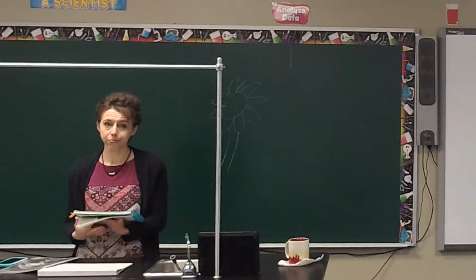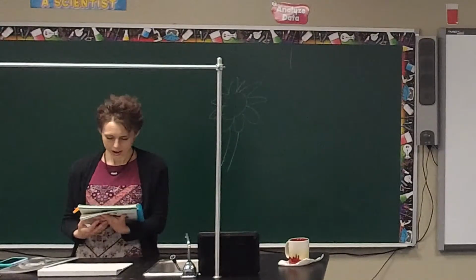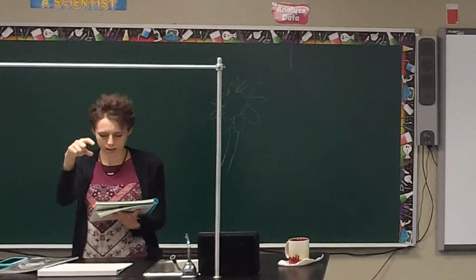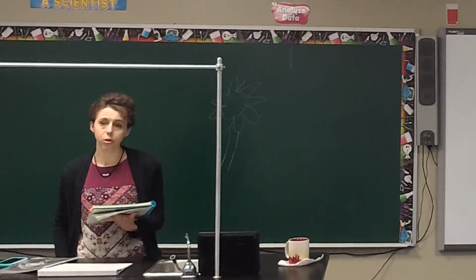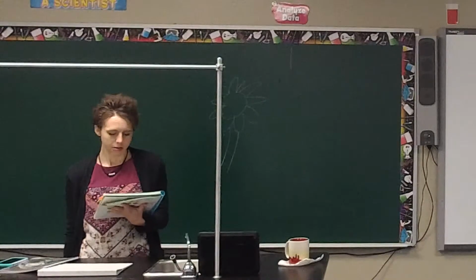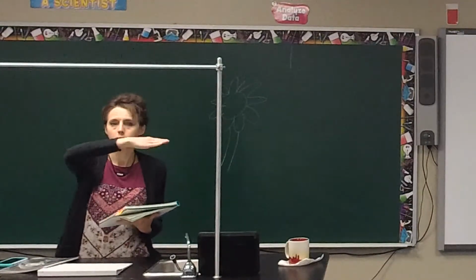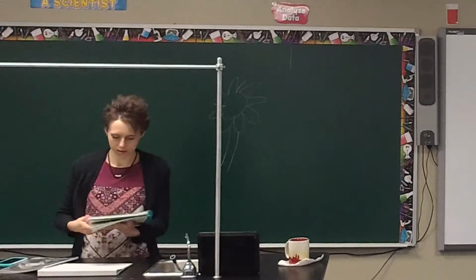Alright, what is a corm? An underground stem that grows vertically. Remember, it's a thick, kind of squatty looking stem. And then what is a rhizome? This is an underground stem that grows horizontally. So they grow across, but they're underneath the ground.